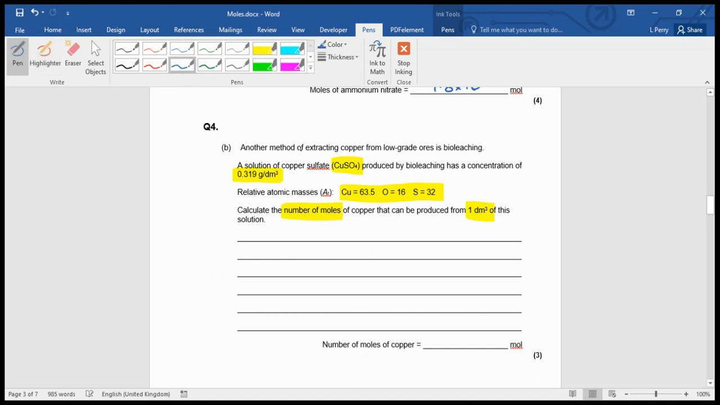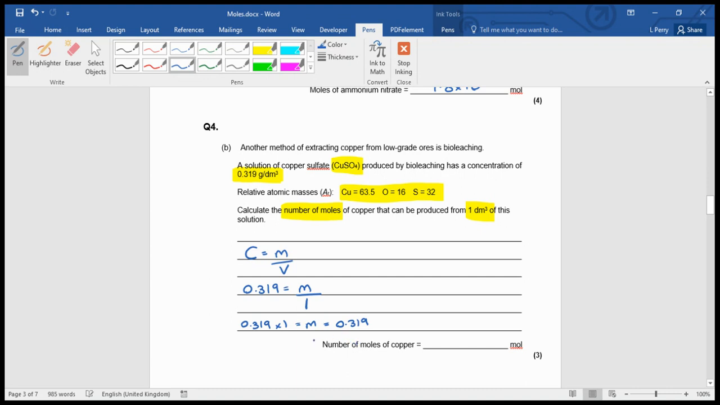So first of all, I'm given a concentration. If I'm given a concentration, I'm probably going to need the concentration equation. So concentration is mass divided by volume. The concentration is 0.319 equals mass, which I don't know, divided by volume, which is 1, which I'm given. Now I can rearrange. It's currently mass divided by 1, so I'm going to times by 1 to get rid of it. 0.319 times 1 is the mass, which I don't need a calculator for, 0.319. So I've now got my mass.